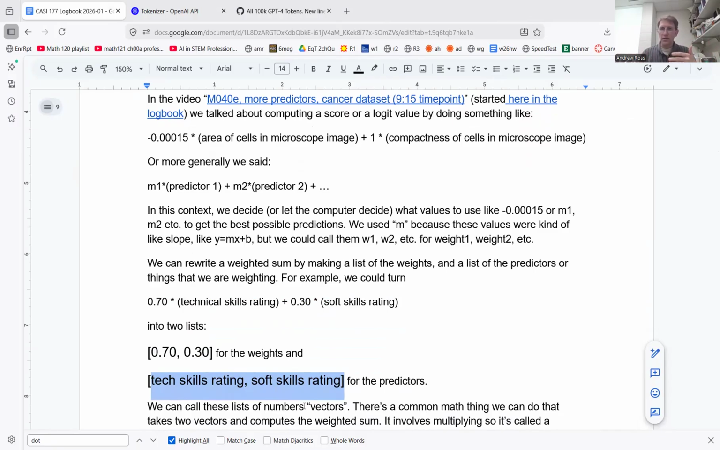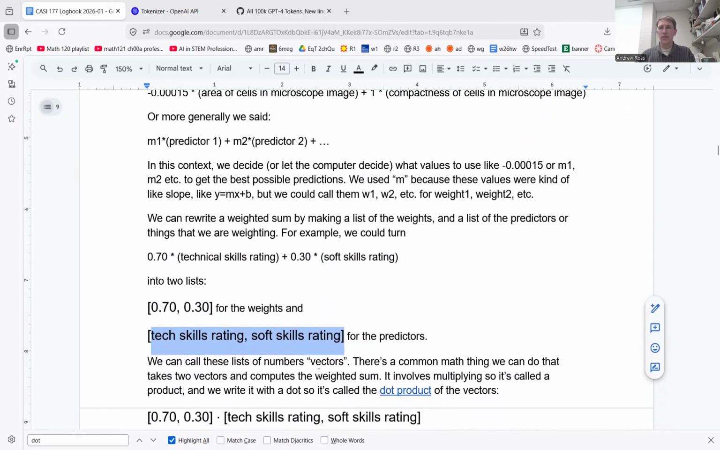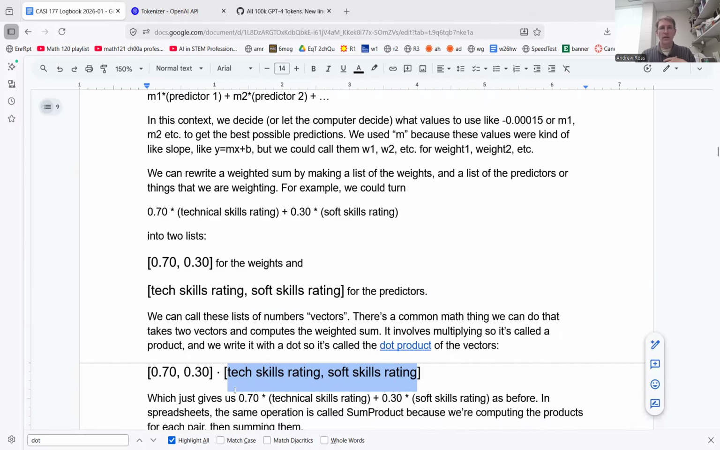There's a common math thing that we can do that takes two vectors and computes the weighted sum from them. It involves multiplying, so it's called a product. And we write it with a dot, so it's called the dot product of the vectors. So we'd say 0.7, 0.3 as a vector, dot, technical skills rating, soft skills rating as a vector. And that just gives us 0.7 times tech skills rating plus 0.3 times soft skills rating as before.